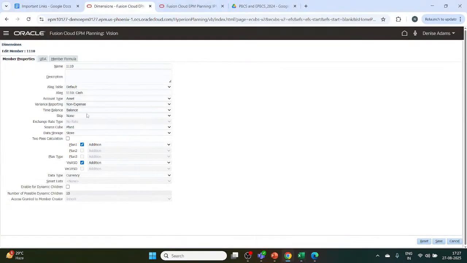So after the time balance property and exchange rate type, here the source cube is a plan one. I have explained what the BSO cube and ASO cube are. BSO is a block storage cube which we have discussed yesterday, and ASO is an aggregate storage cube. BSO cube is generally used for calculation and input, whereas the ASO cube is generally used for analysis and dashboarding.